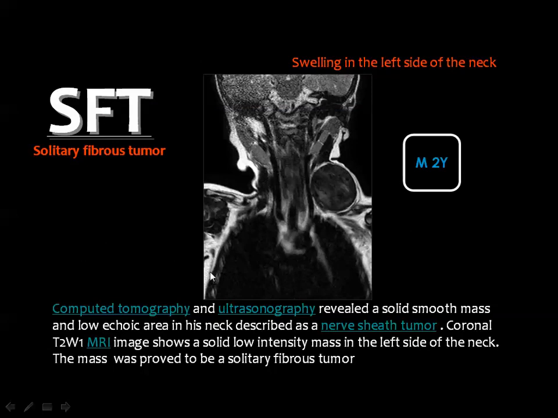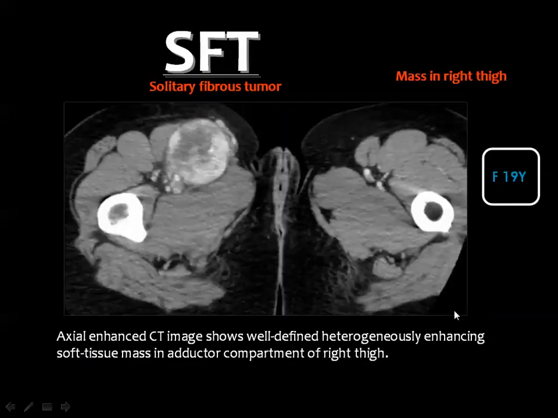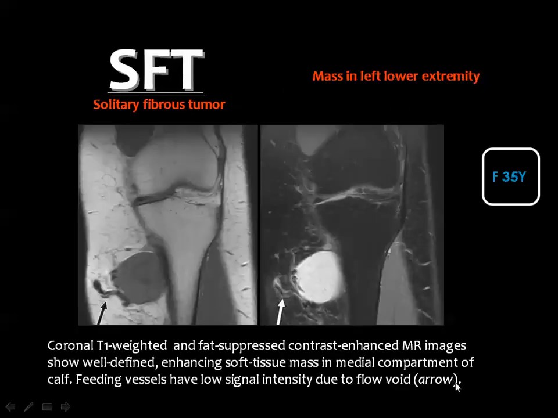And this is a soft tissue mass of low signal intensity at the root of the neck of this child, 2 years old. And this was suspected from the clinical point of view and ultrasound to represent a neurofibroma. But by biopsy, this was proved to be a solitary fibrous tumor. Another lesion, which is seen in the medial aspect of the upper thigh of this female, 19 years old, showing significant heterogeneous contrast enhancement and was proved to be a solitary fibrous tumor. And another case of a solitary fibrous tumor in the upper leg.